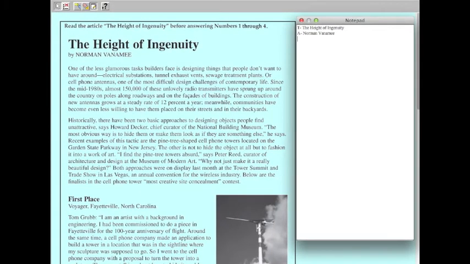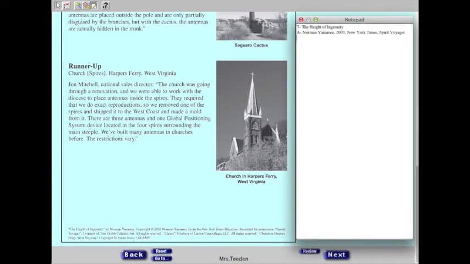Next, I'm going to look for the author. In this text, the author is Norman Vanamy. This doesn't bring up any background knowledge for me, but while I am typing the author, I'm going to also look for any date or location in which this text was written. I see that this text was written in 2003 and it was taken out of the New York Times, possibly from some article called The Spirit Voyager.